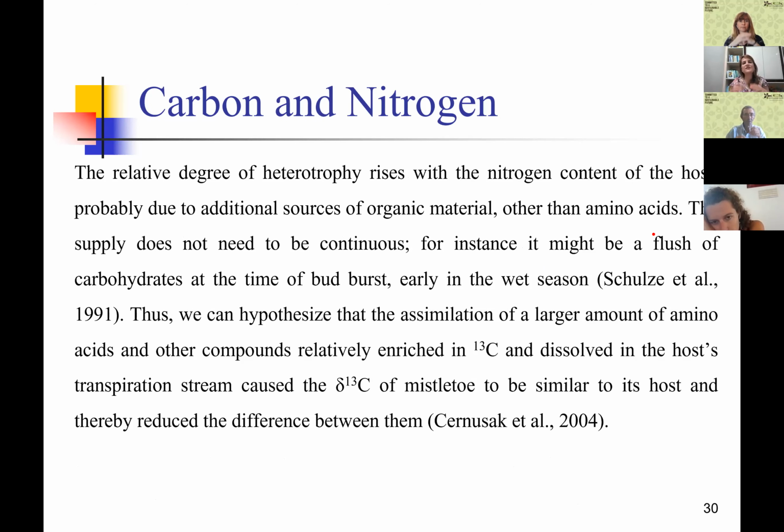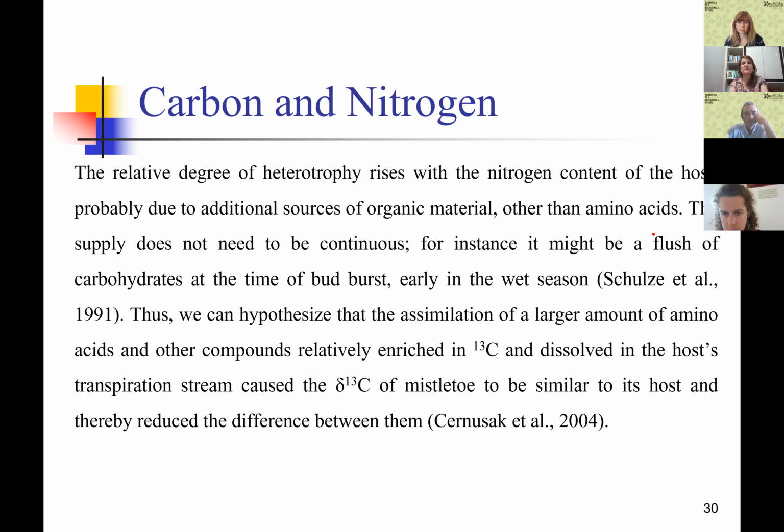The relative degree of heterotrophy rises with the nitrogen content of the host, probably due to additional sources of organic material other than amino acids. The supply does not need to be continuous. For instance, it may be a flush of carbohydrates at the time of bud burst, early in the wet season.